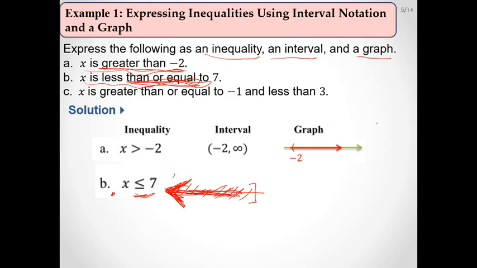So then it has to be negative infinity to 7. And this is with the bracket here, because there's the equal to condition. And the graph will look like this one.